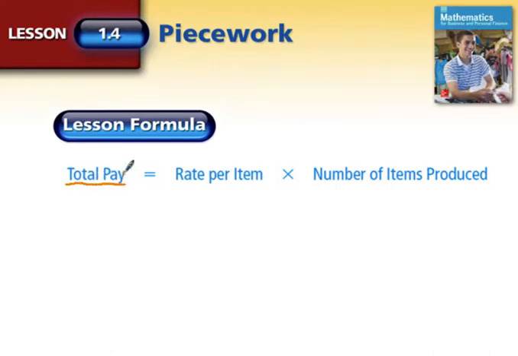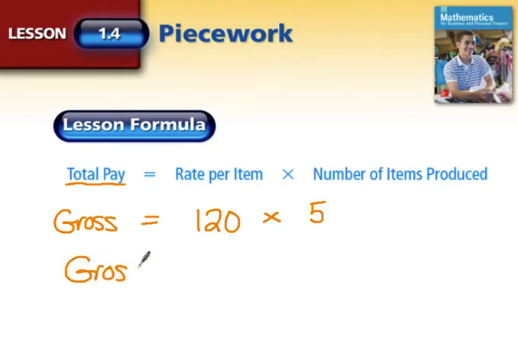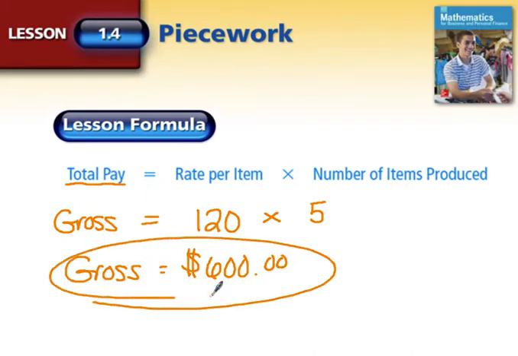So your total pay, which we still call the gross pay, is going to be whatever rate you make per item, multiplied by the number of items produced. So if you are a rocking chair maker and you make $120 per rocking chair and you make 5 rocking chairs, then that's going to give you a gross pay of $600, because you're paid by the piece, or as many rocking chairs as you make. You're not paid by the hour, you're not paid a salary, you're paid by the number of pieces that you create.